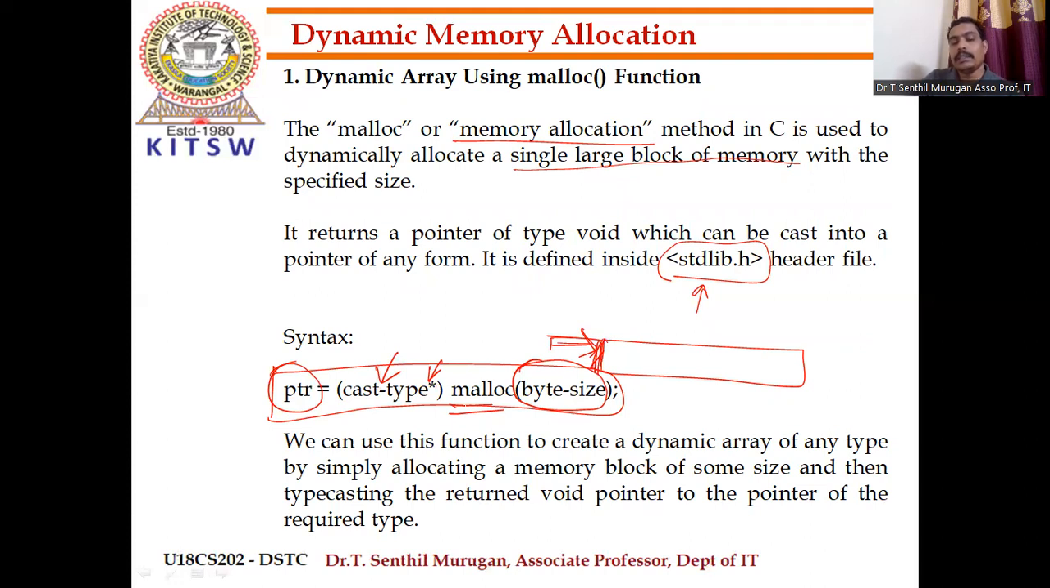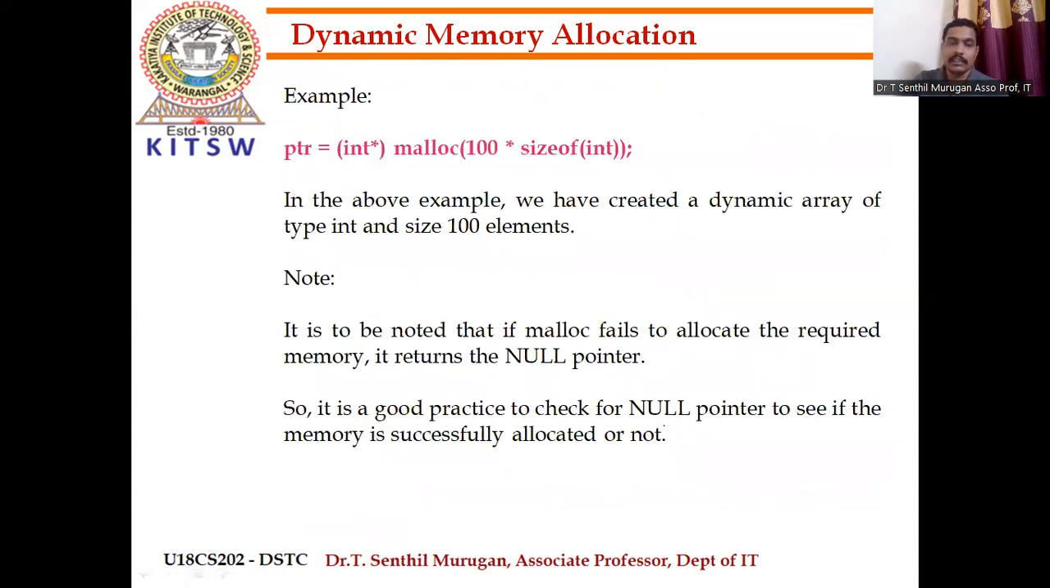Then malloc is the keyword we can use for memory allocation. You can mention the byte size, how many bytes you want. For example, 100 into size of integer. So how many elements are there? If you are creating a 100 integer array, it means 100 into size of integer; for float, 100 into size of float, like that you can give. That we will see in the next slide.